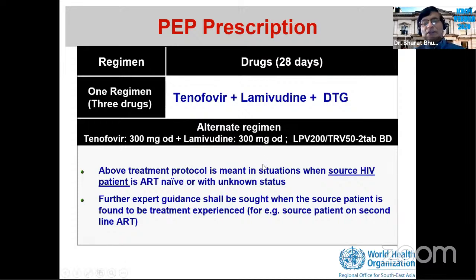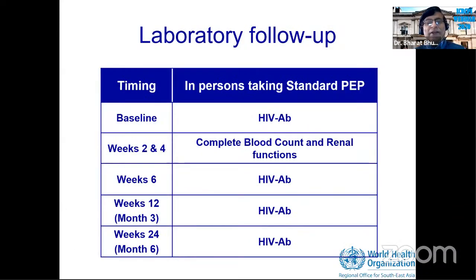This is when we know that the person is not on ART. There could be a situation the person is already on this ART regimen. Then we have to really seek expert opinion whether the healthcare person requires same regimen or different regimen. We need to follow the person with a baseline antibody test and then do antibodies at 6 weeks, 12 weeks, and 24 weeks. If a person has not seroconverted within 6 months, it is unlikely that he will convert.